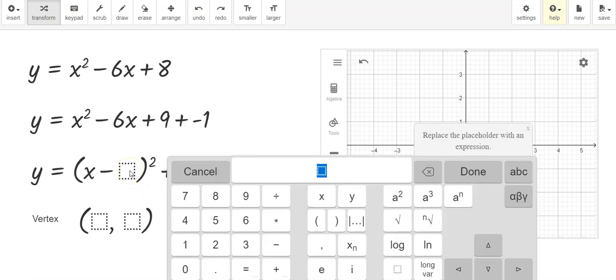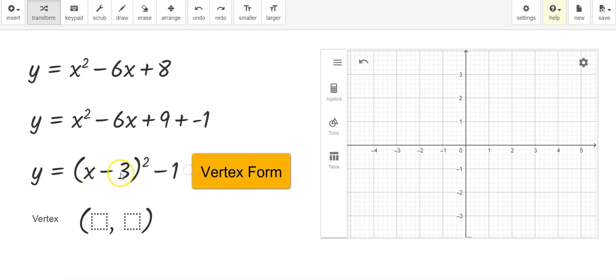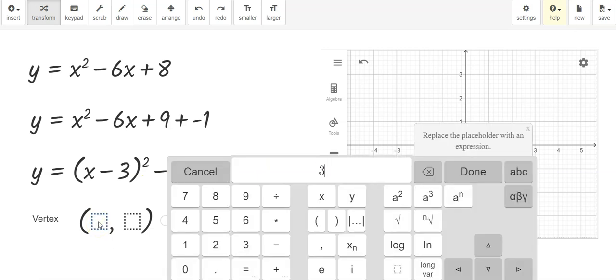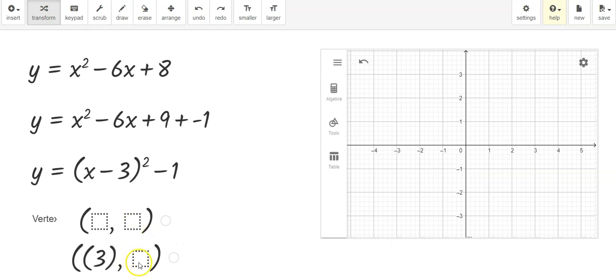So in this one, I'm just going to put the 3. And then you can tap on that if you want to clean it up. I'll tap here and tap here. All right, so now I have my equation in vertex form. I can see that the graph is translated 3 spaces right and 1 space down. So that means the vertex must be 3 and -1.